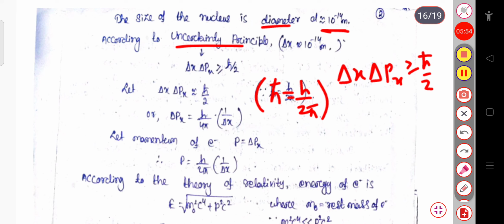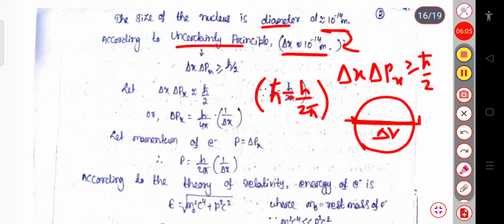And this delta x is nothing but the diameter, because if you consider the size of the nucleus, this one is your diameter, so the change in position, this one is your delta x, and this is equal to 10 power minus 14 meter. And from that relation, if we consider this is nearly equal to h cut by 2, so this delta px will be equal to h by 4 pi, since h cut is h by 2 pi, so this will be h by 4 pi into 1 by delta x.